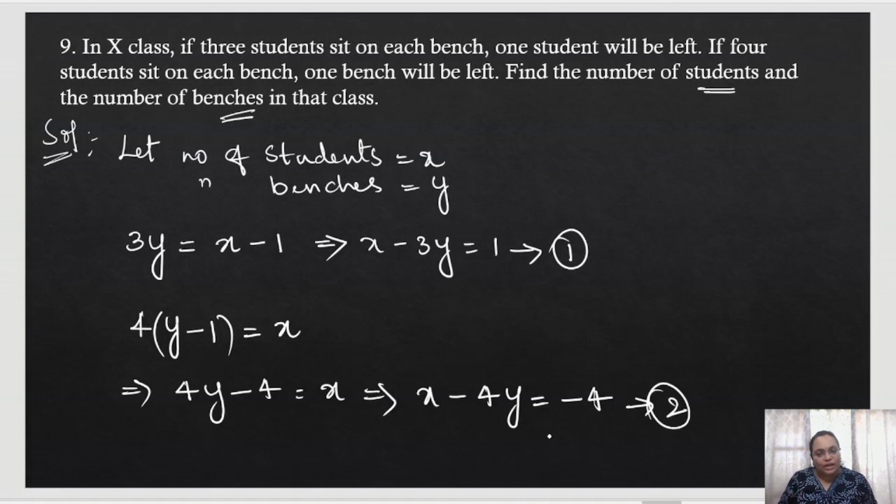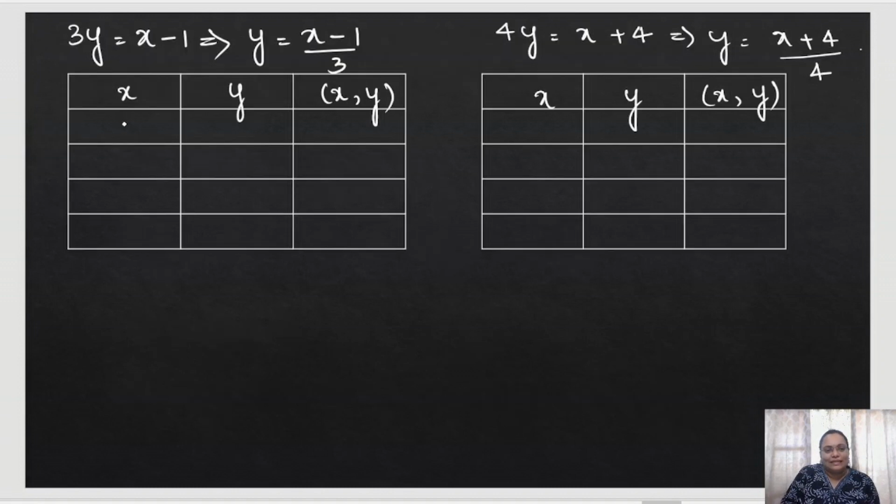Now we have got 2 equations. Now let us find the points and draw the graph. Let us take x is equal to 1. If you take x is equal to 1, this is 1 minus 1 is 0. So you will get y is 0. The points are 1 and 0. Then let us take x is equal to 4. So this will be 4 minus 1 is 3. 3 by 3 is 1. The points are 4 and 1.